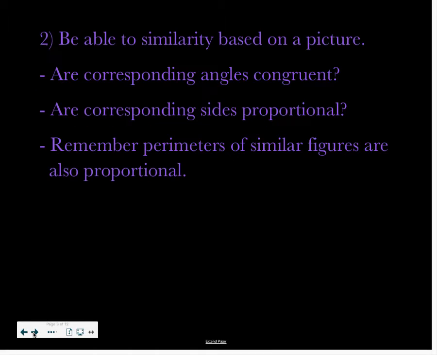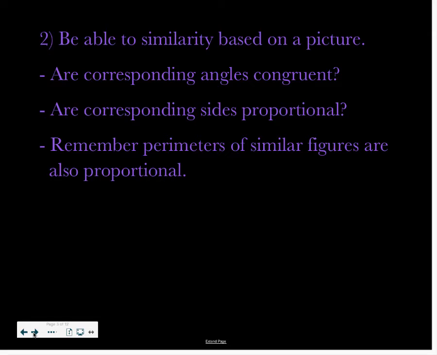All right? The next thing you want to make sure you know is how to identify similarity based on a picture. So some things that you need to check for. Are corresponding angles congruent? Remember, when it comes to a polygon, all of the angles must be congruent. If you're talking about a polygon, all of the corresponding sides also must be proportional. They don't have to be congruent for the sides, but they do have to be proportional.